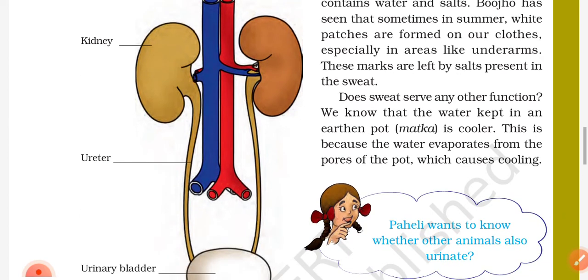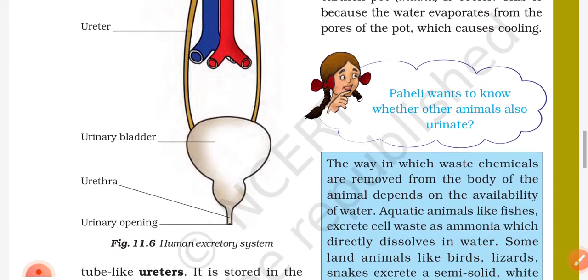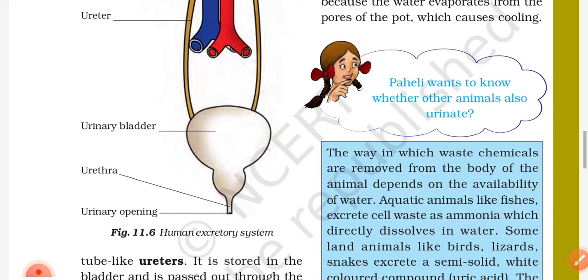Does sweat serve any other function? We know that the water kept in an earthen pot, matka, is cooler. This is because the water evaporates from the pores of the pot, which causes cooling. Paheli wants to know whether other animals also urinate.